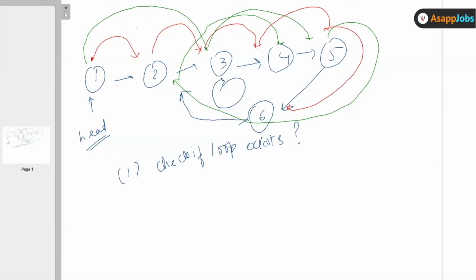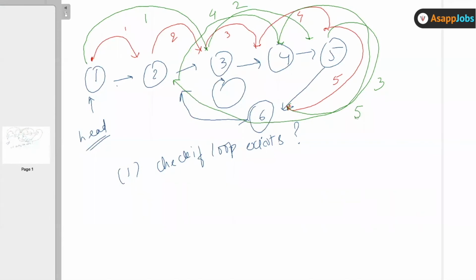So suppose this is the first jump, second jump, third jump, fourth, and this is the fifth jump. And this is the first jump, second jump, third jump, fourth jump, and then it again does a fifth jump, right? So I see that after the fifth jump, they have met at node 6.